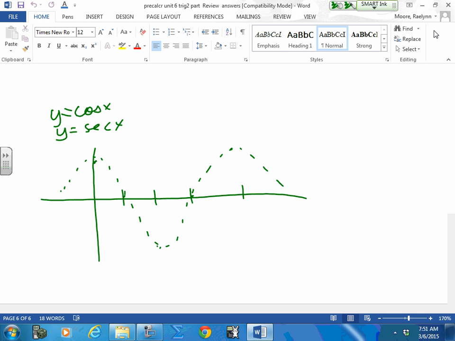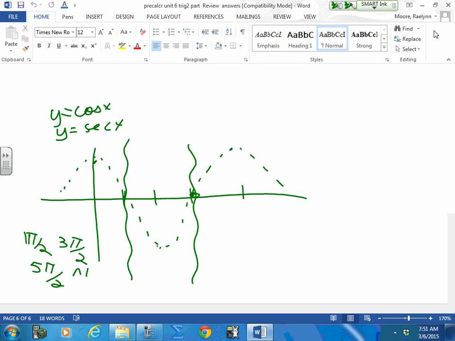Now, again, here's my asymptote. So write these out. This is at pi over 2. What's this one at? 3 pi over 2. So I've got a 1 pi over 2. I've got a 3 pi over 2. What comes next? 5 pi over 2. Therefore, n pi over 2 when n is an odd integer.